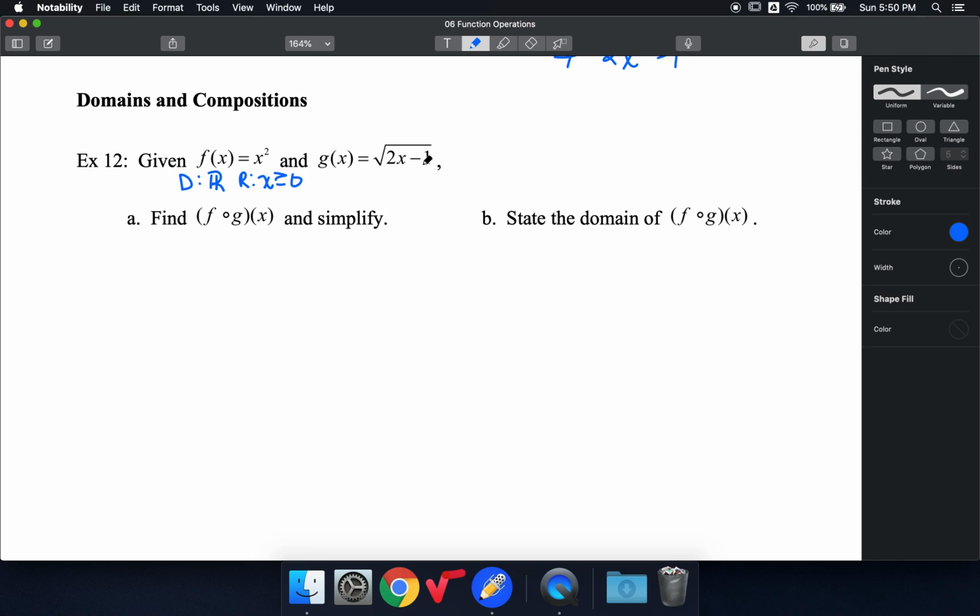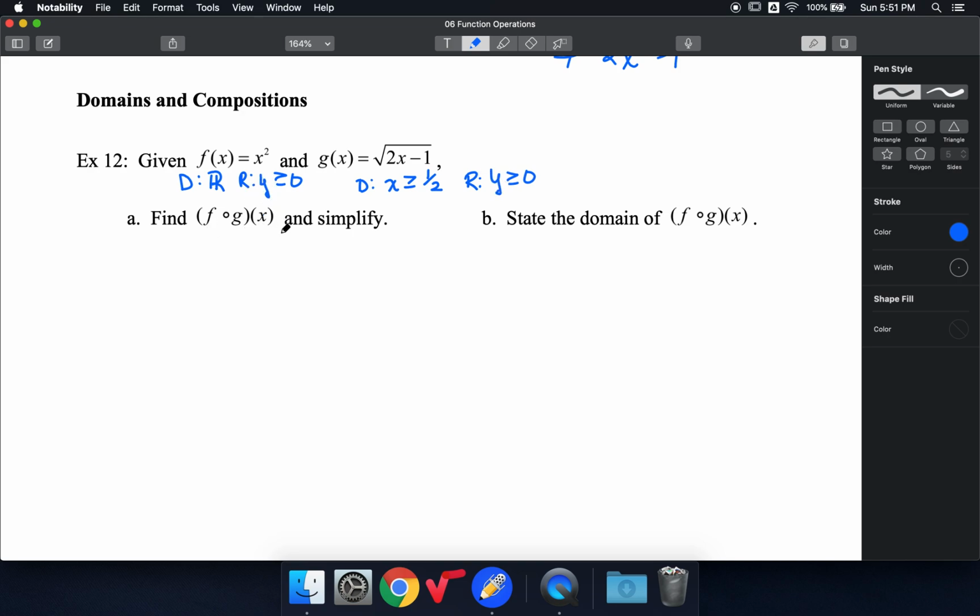For g of x, square root of 2x minus 1, I know that I can only take the square root of numbers that are 0 and higher. So this is 0 when x is a half, and it's positive for all x values greater than a half. So my domain is x greater than or equal to a half. My range is going to be, sorry, not x, y. Oh goodness, I did that in both places. So my y values are greater than or equal to 0.